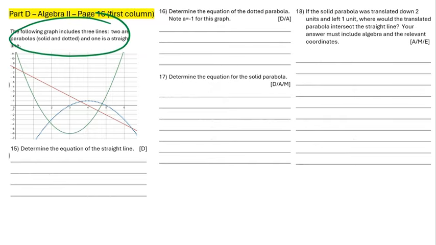Okay, so we're now on to the last run of questions. And then just a reminder, this exam is a bit longer than the real one, so you won't be as pumped for time as you are for this practice one. So basically, we've got 3 graphs. We've got 2 parabolas. You can see this green one, it's a solid parabola. The dotted line is the dotted parabola, and then obviously we've got the straight line kind of kicking through there.